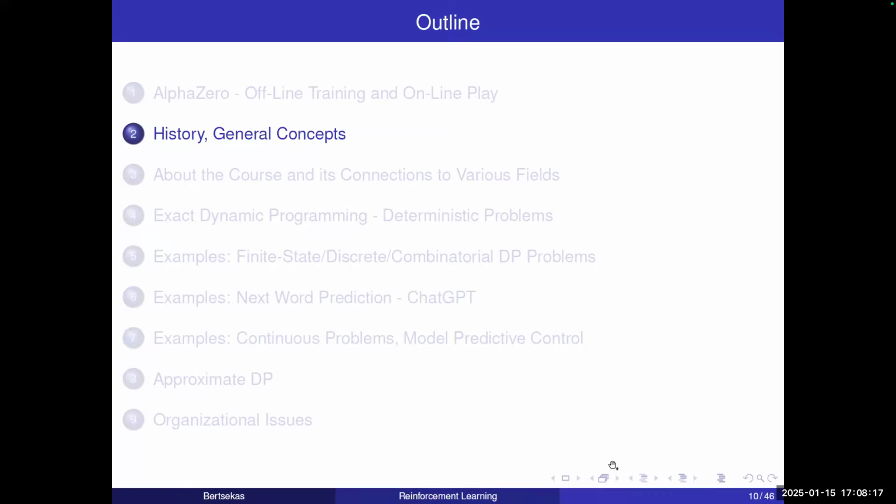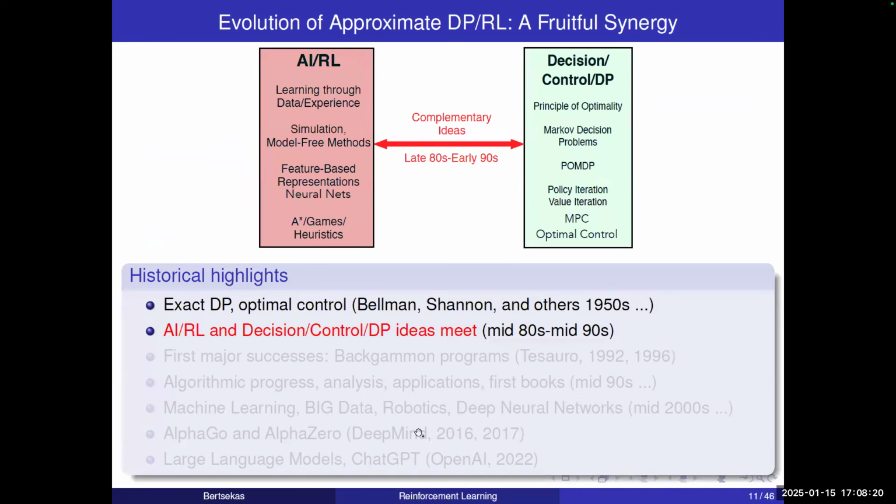So let me say a few things about the history of the subject. The current state of the art owes a lot to a very fruitful synergy between artificial intelligence ideas and decision and control ideas. Learning through data, learning from experience, simulation, model-free methods, feature-based representations, neural networks, search methods like A*, heuristics. This is the concept that AI has contributed to this mix.